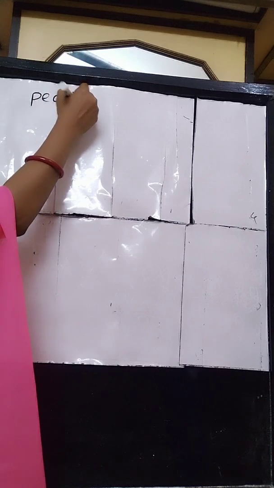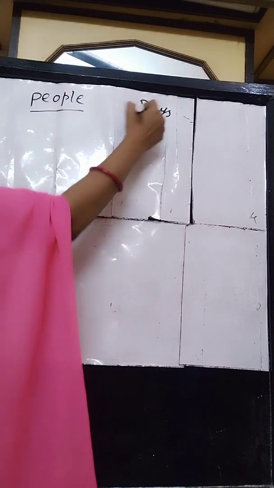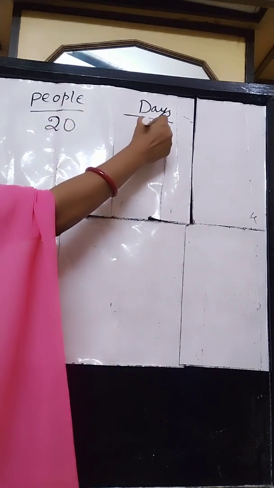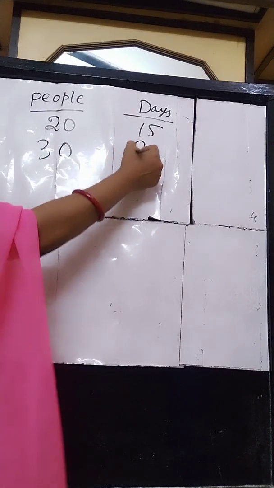So very quickly I am doing the next sum. In the next sum, it is given that 20 people can dig a canal in 15 days. 20 people, so the number of people and the number of days again. You are required to find the number of days in which 30 people can dig the same canal.